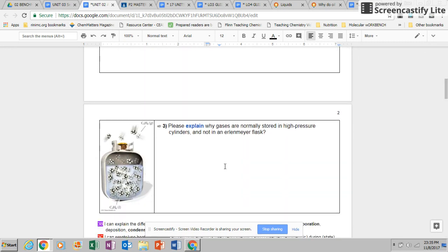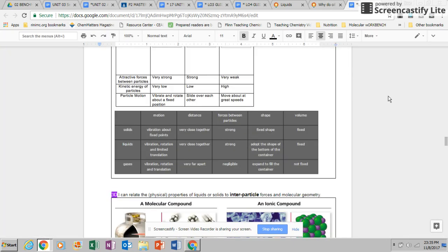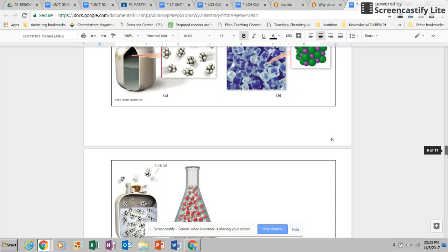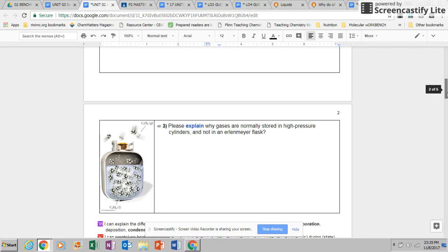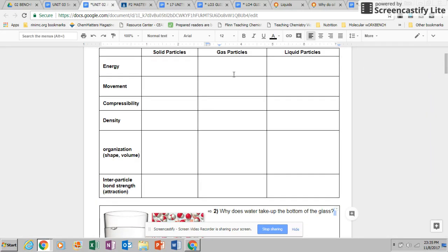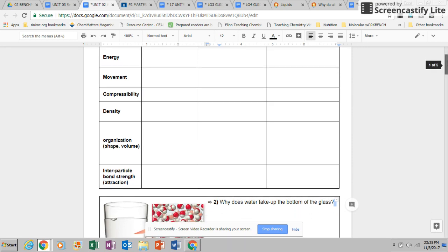On the other hand, why is a gas normally stored in high pressure cylinders and not in an open container like in Erlenmeyer flasks? So why are gases stored in here and not here? Well, that is because gas particles have, again, this chart, very important, very high energy. They move very randomly, very rapidly. So if you put them in an open container, due to the fact that they don't have a lot of attraction, they're just going to escape or they're going to diffuse and you're going to lose your gas.